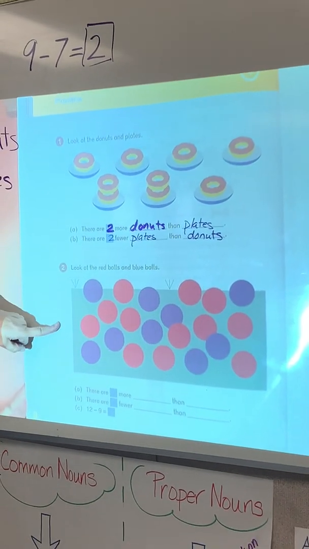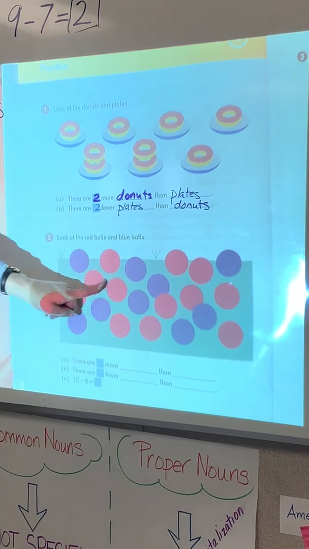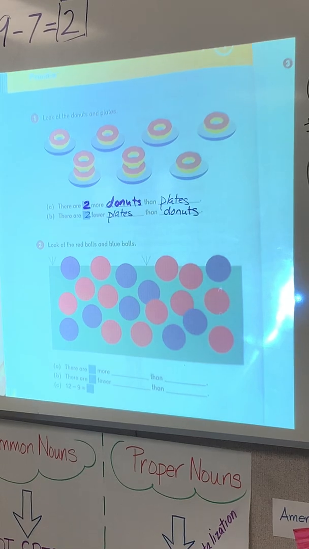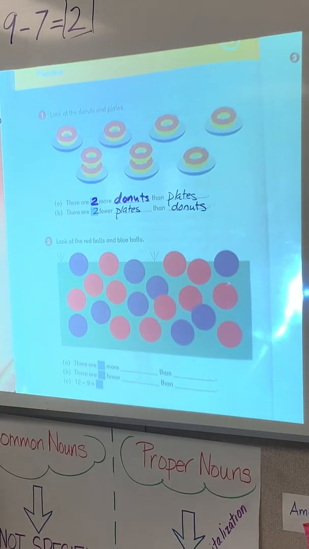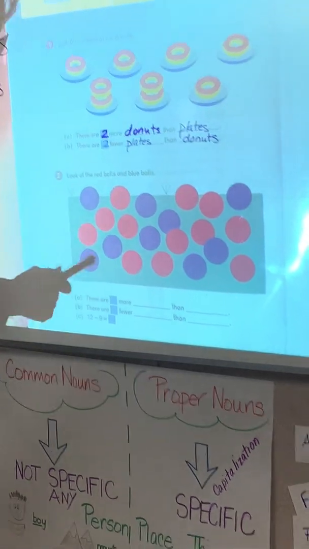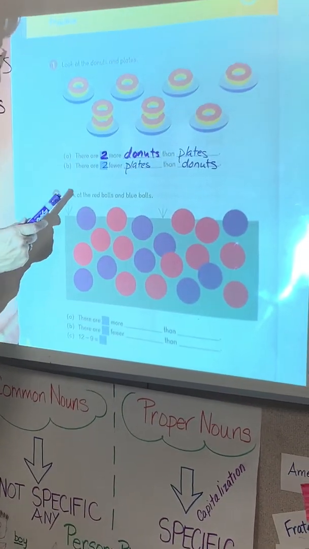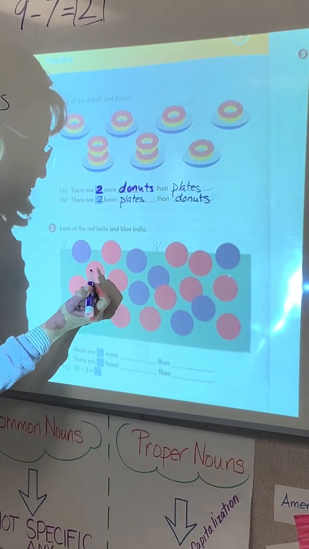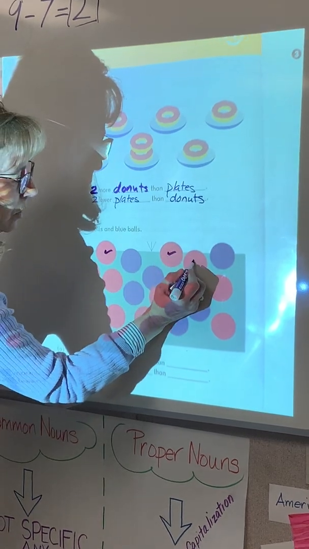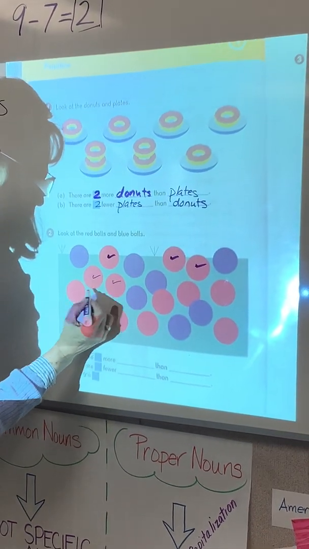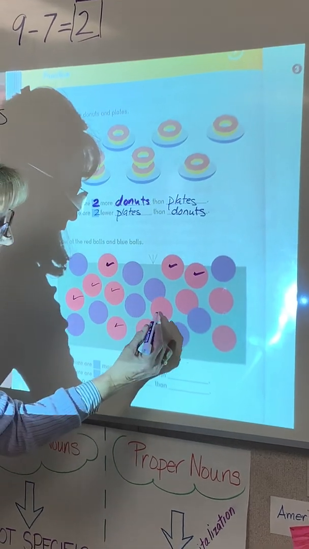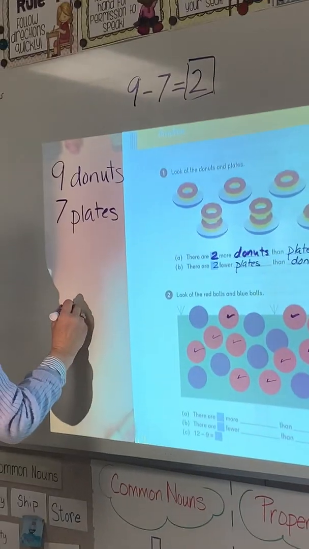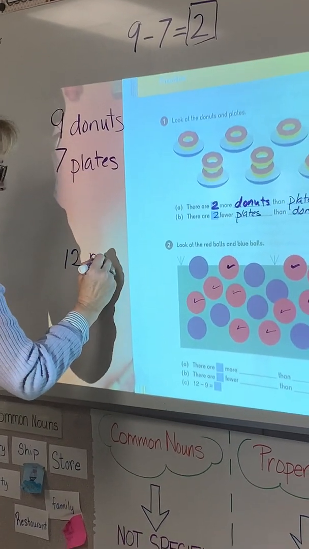Let's look at the red balls and the blue balls now. What's the very first thing we have to do in order to solve this problem? Did I hear you say count the balls? You're so right. We have to count the balls. Let's look at the red balls first. There are a lot of red balls, so I might have to mark them off so I get the count right. 1, 2, 3, 4, 5, 6, 7, 8, 9, 10, 11, 12. We have 12 red balls, okay?